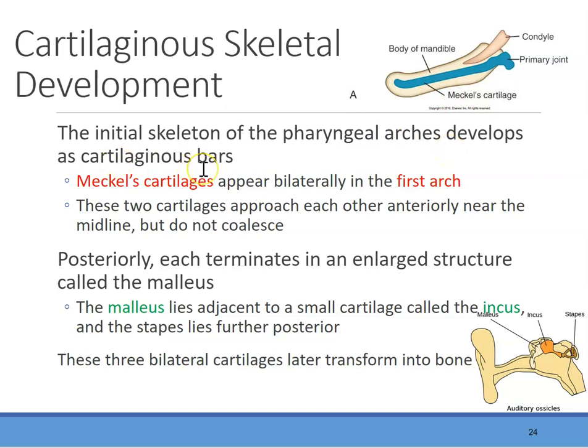The lower jaw, the body of the mandible, forms around the Meckel's cartilage, and the Meckel's cartilage soon disappears. Another thing derived from the first arc is two bones of the ear, the malleus and the incus. The stapes, another bone of the ear, comes from the second arc. These are the tiniest bones you can find in your body, but the malleus and the incus come from the first arc.